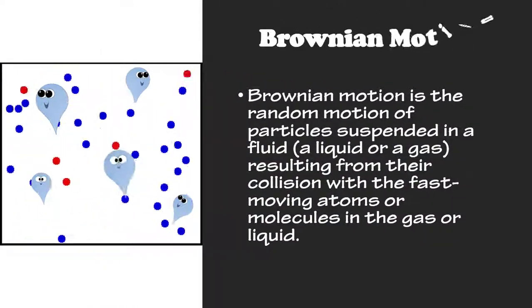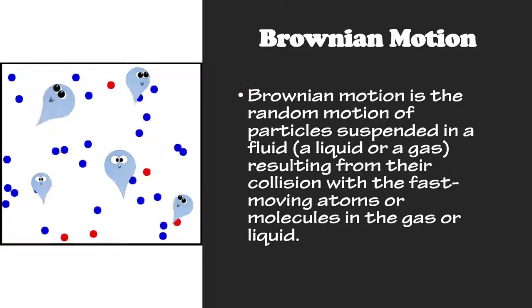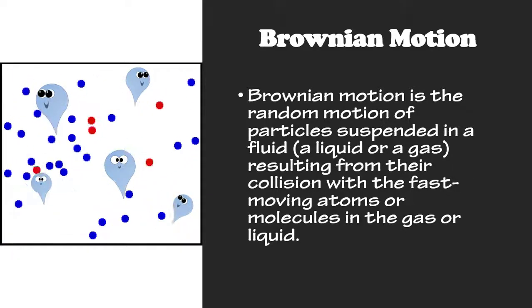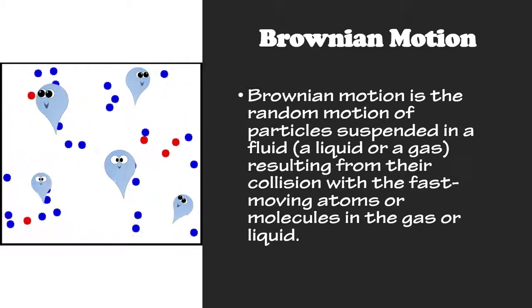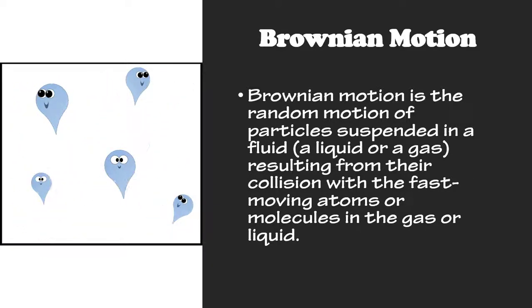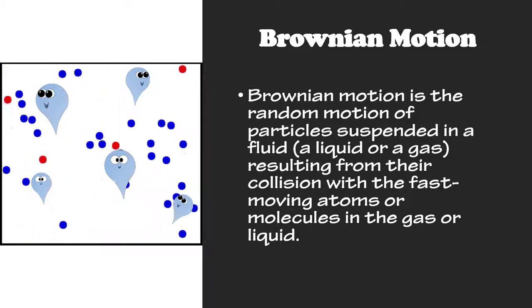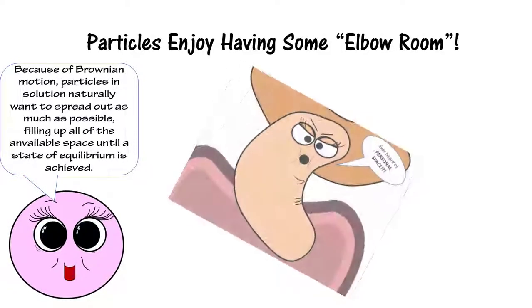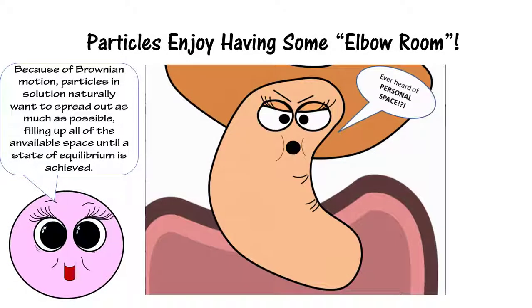Because of this fact, there's something called Brownian motion. Brownian motion is the random motion of particles suspended in a fluid, a liquid or a gas, resulting from their collision with the fast-moving atoms or molecules that are existing in that gas or liquid. Particles enjoy having some elbow room. Because of Brownian motion, particles in solution naturally want to spread out as much as possible, filling up all of the available space until a state of equilibrium is achieved.